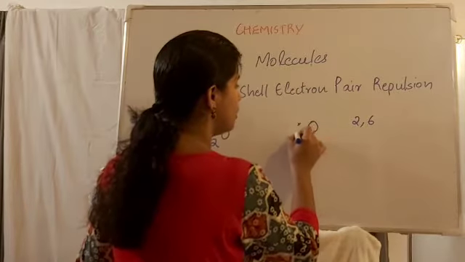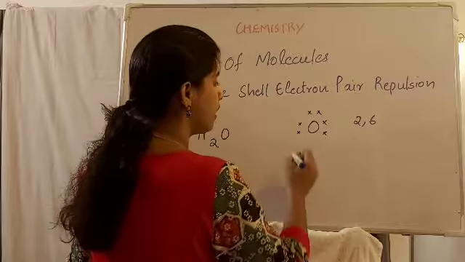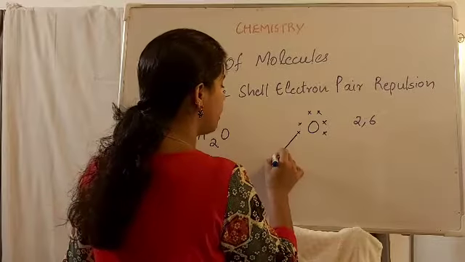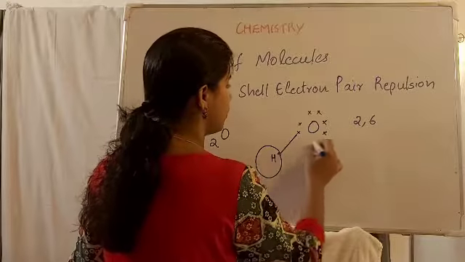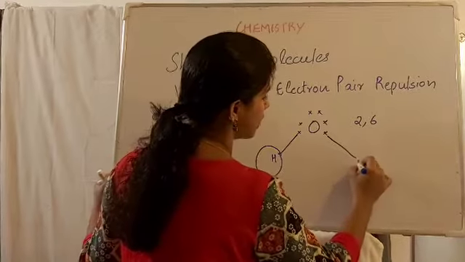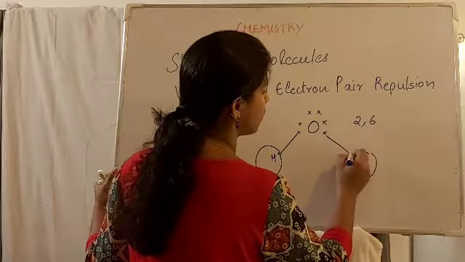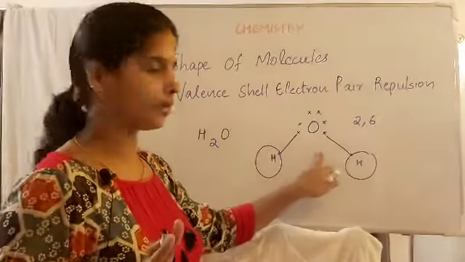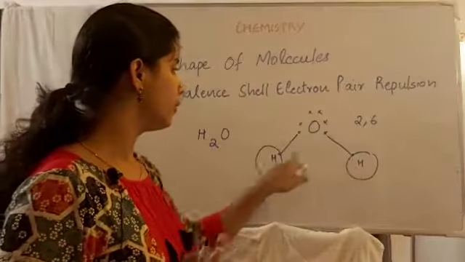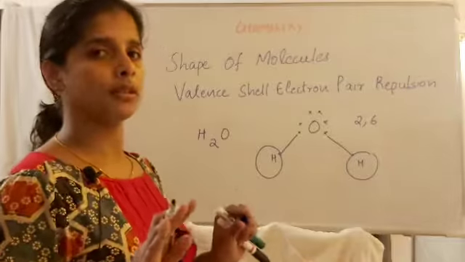In order to complete its octet, it undergoes bonding with two hydrogen atoms. These 1, 2, 3, 4, 5 and 6 electrons. This undergoes bonding with a hydrogen atom. Again, another hydrogen atom is here. So there is a total of 8 electrons around this oxygen atom and a total of 2 electrons around each hydrogen atom, and it is stable.